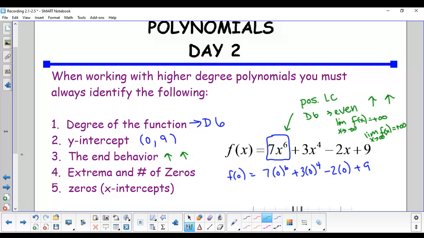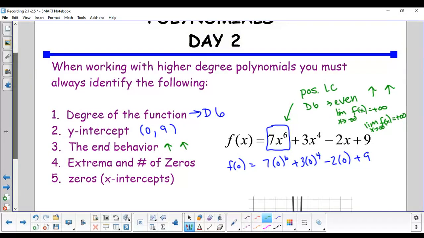Right? I know that because it's a degree 6, there should be at most, so again, at most 5 max or mins, and I will have at most 6 zeros. What this means is that I don't have to have that many because some of them could be imaginary or complex. Therefore, I won't see them all.